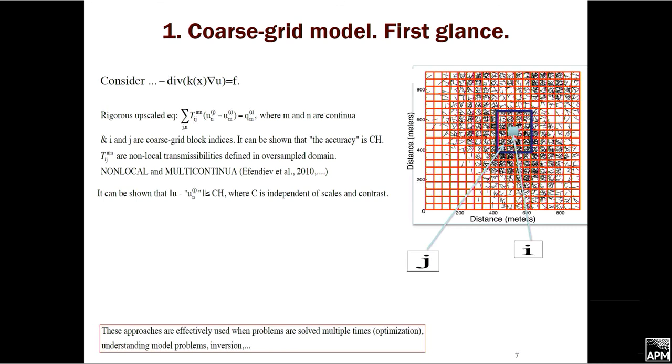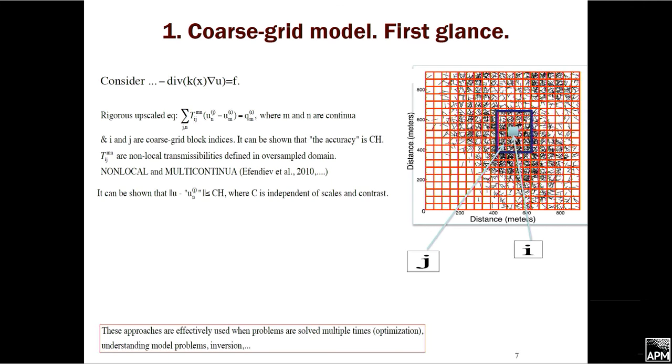But in fact, if you want a rigorous model and to show convergence for any media, we need to identify some macroscopic variables. It's not just one average pressure; there may be two or three, depending on how many connected channels you have. So I introduce macro scale variables u_n^j, where n indexes the continuous macro scale variable, which we find through a spectral problem, and j is the coarse block.